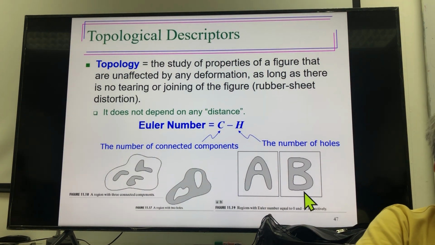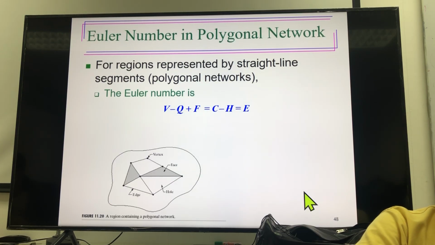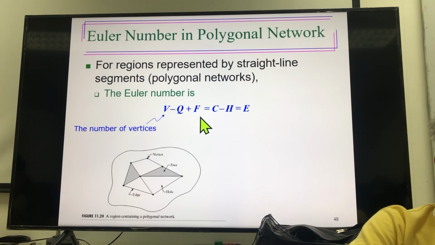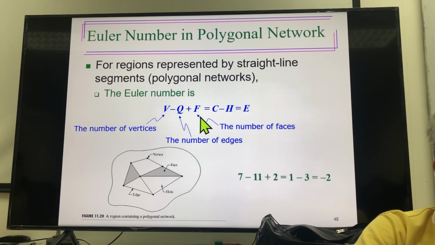However, if the region is represented by polygons, we'll use this number instead. V minus Q plus F equals the Euler number. V is the number of vertices, Q is the number of edges, and F is the number of faces. So it's 3.